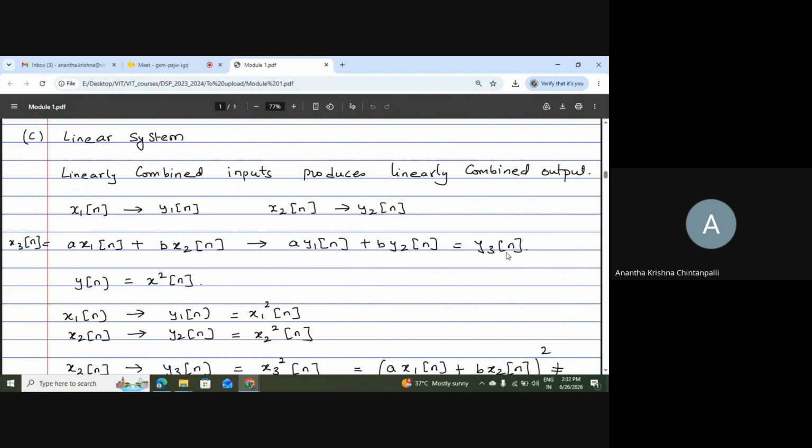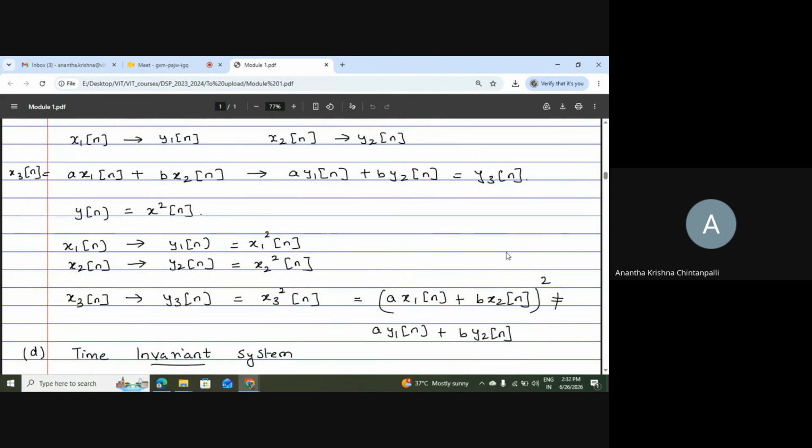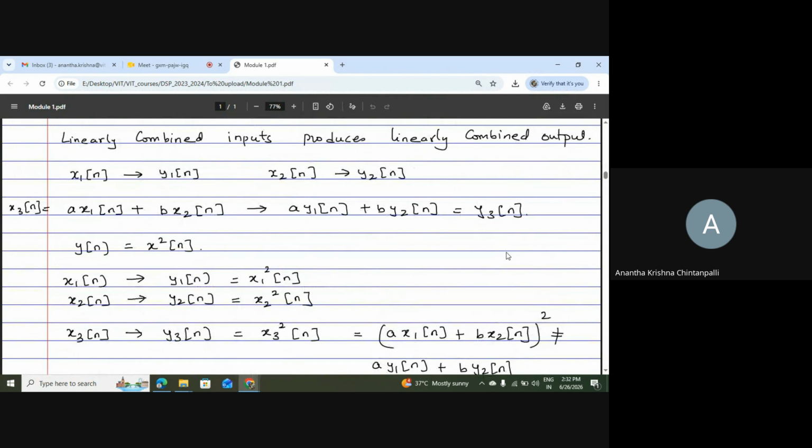What is x3 of n? x3 of n is a linearly combined input. In other words, it's a x1 of n plus b x2 of n. What is the linearly combined output, which is y3? y3 should be a y1 of n plus b y2 of n. Okay, now let's take a very simple example. Is a squaring operator a linear function? Clearly, we know that the squaring operator is not a linear function. So y of n is equal to x square of n is the first.